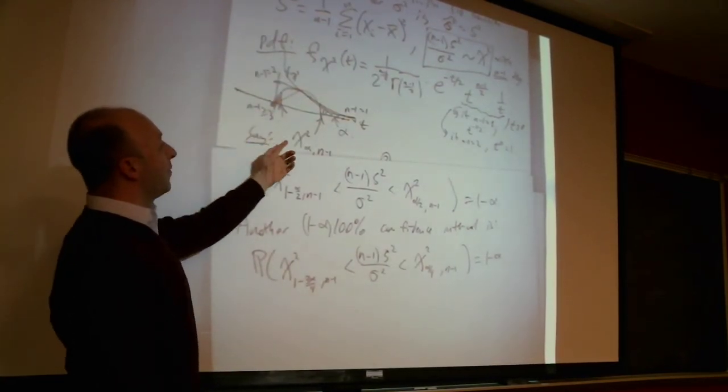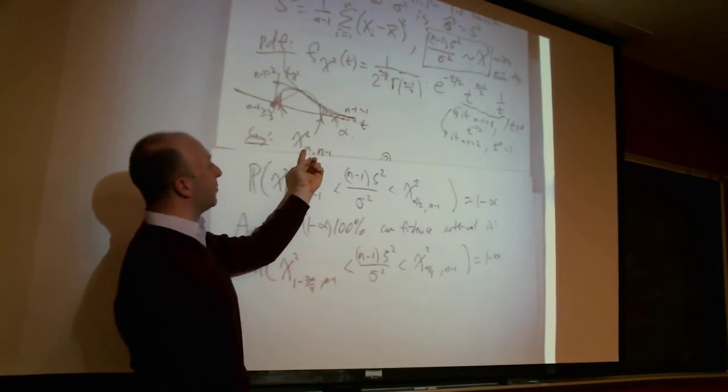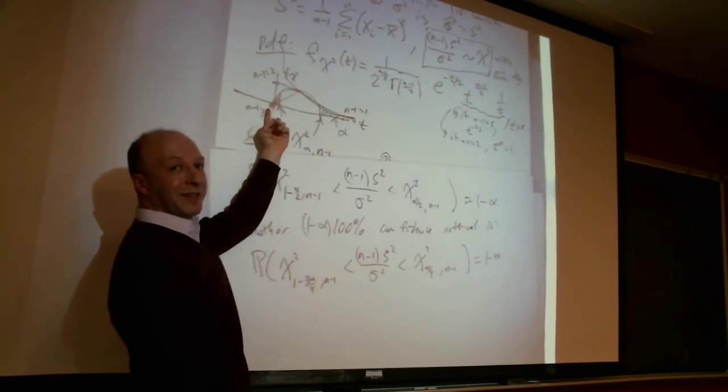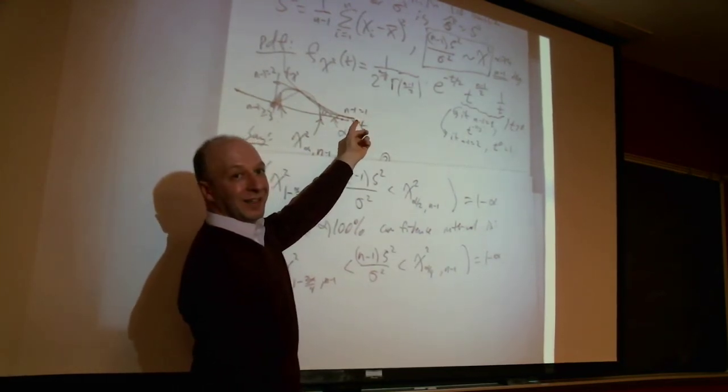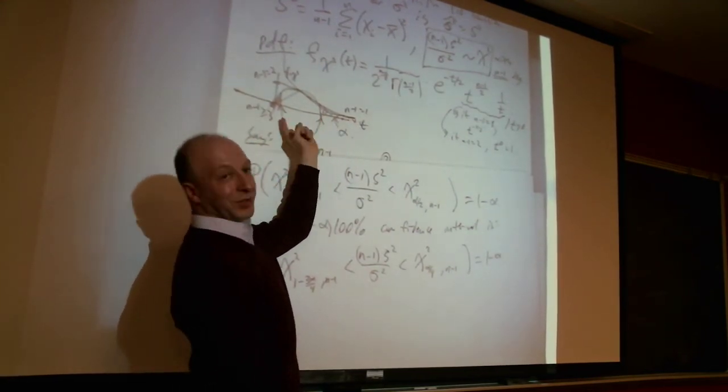I could have made two definitions. I could have defined this chi-squared tail alpha and initial alpha. But actually, once I've defined the tail alpha, this number determines two numbers.